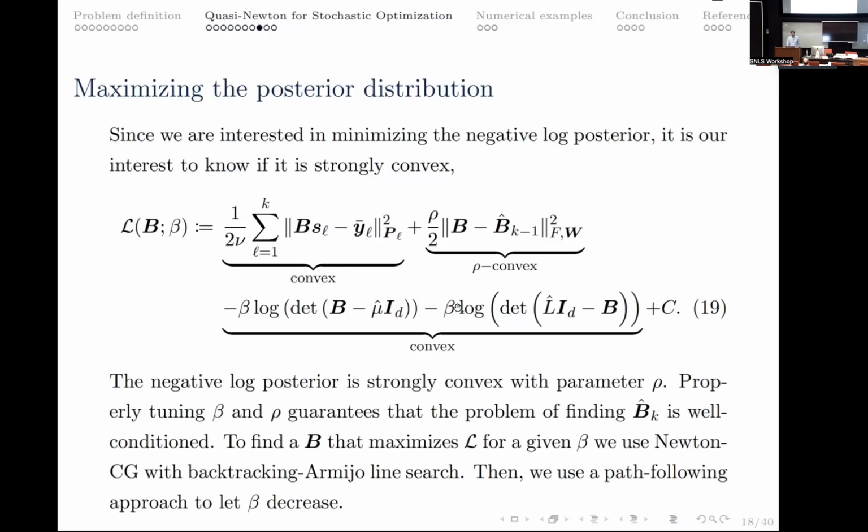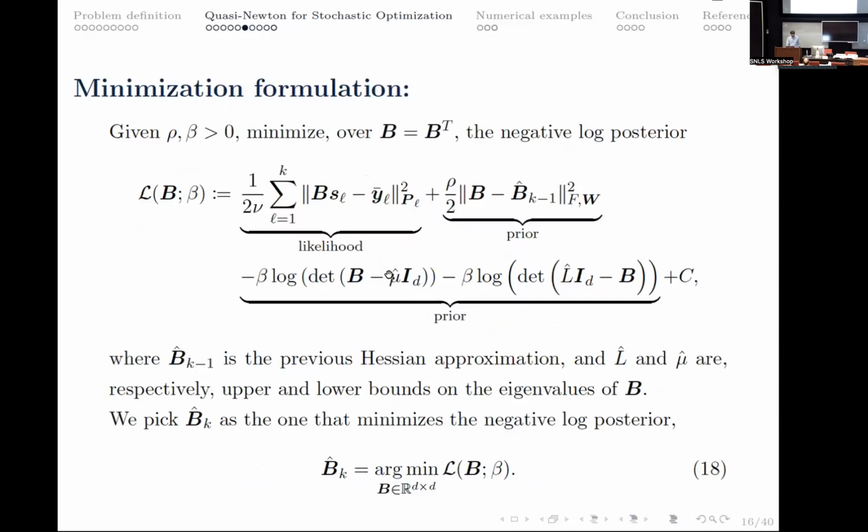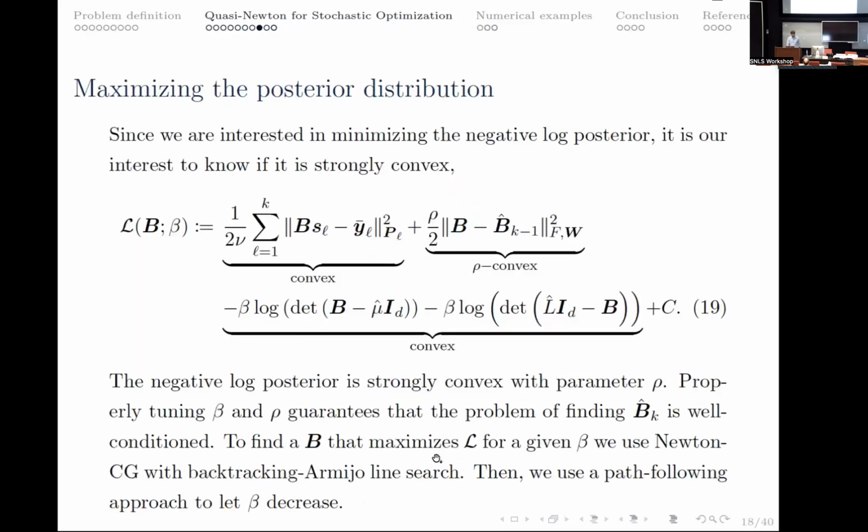Now we have also to deal with this beta parameter here. Ideally we would want beta to be as small as possible, but this also causes this subproblem here to be ill-conditioned if we let it be too small. So we use this interior-point path following approach to start with some large beta, and then we keep decreasing it and solving with Newton CG until we get a small enough beta that does not bias so much the solution.